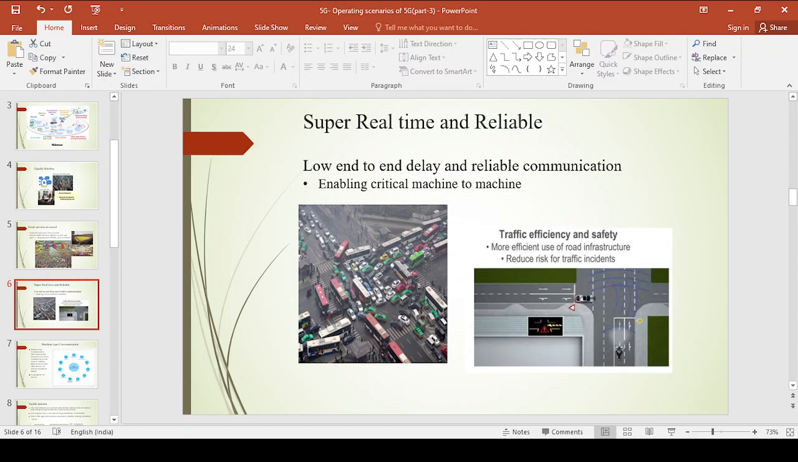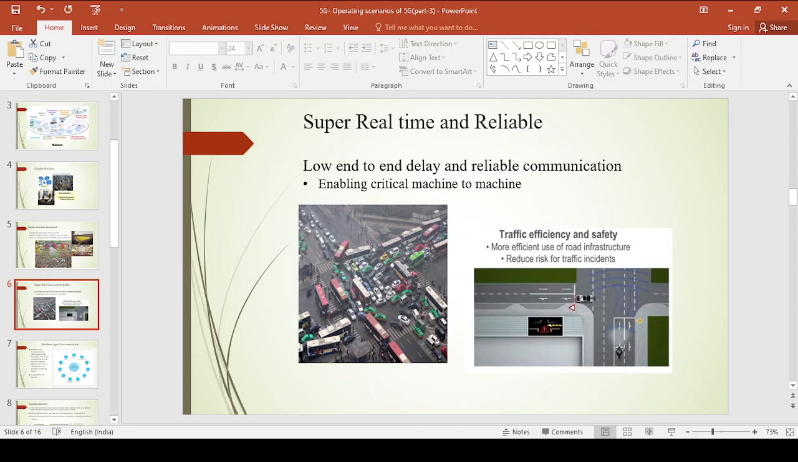Traffic efficiency and safety, more efficient use of road infrastructure, reduced risk of traffic accidents. This you are expecting in future by 5G. This is the present situation. We are expecting this in future by the 5th generation system, because low end-to-end delay and reliable communication can enable critical machine to machine communication also, right? Now super real time is nothing but low latency and highly reliable.